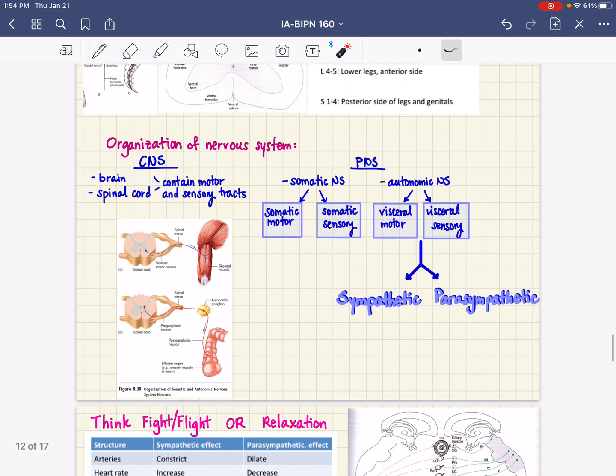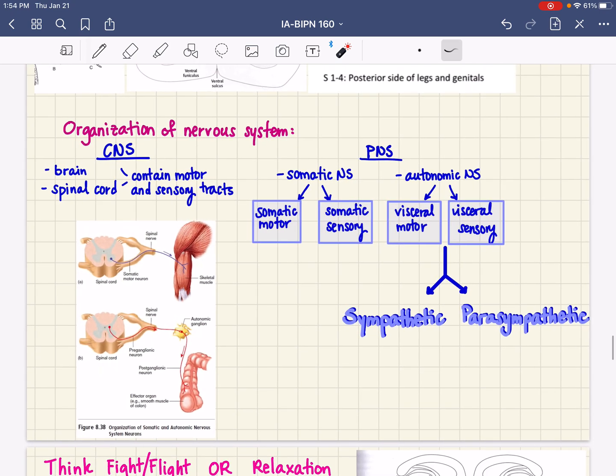Okay, now let's move on to talking about the organization of the nervous system. So hopefully by now you figured out that there are two parts of the nervous system. We have the central nervous system and we have the peripheral nervous system. The central nervous system consists of the brain and the spinal cord. Both of these structures contain both motor and sensory tracts.